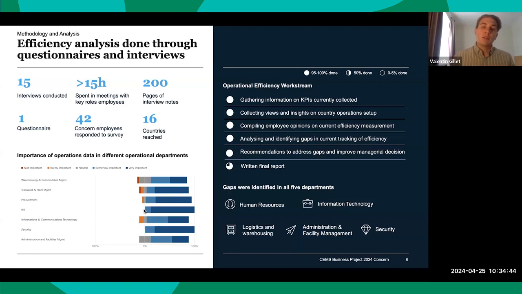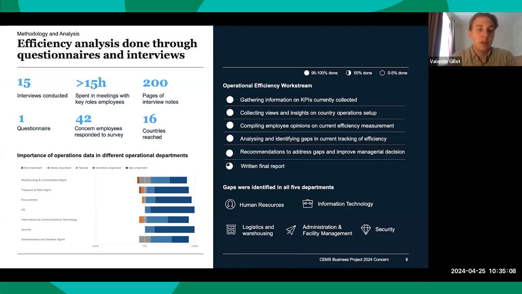And now, based on this work, we can finally give some recommendations to address the different gaps and also improve managerial decisions within concern. The only thing that is now missing is the written final report, which we are currently sitting on and which we can also share.